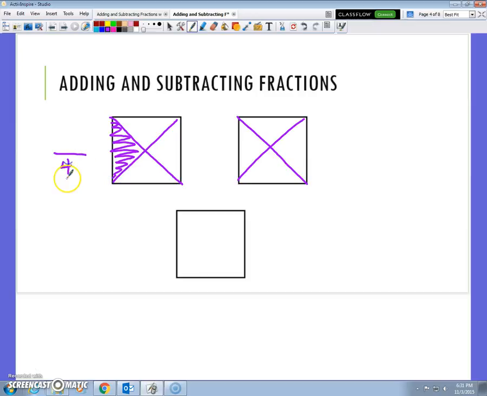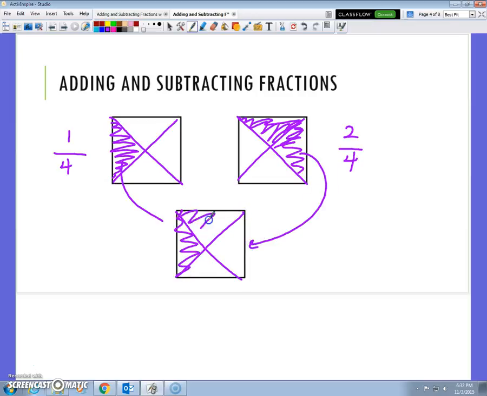I have 4 pieces total, and I'm referring to 1 of them. And this square, let's just do 2 of them. I have 4 pieces total, and I'm referring to 2 of them. Now together, this guy plus these two guys would represent 3 of the 4 divisions.